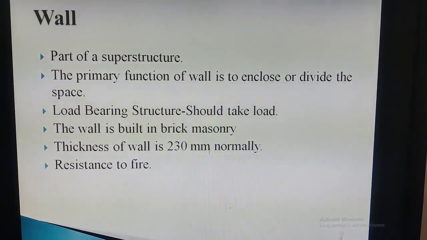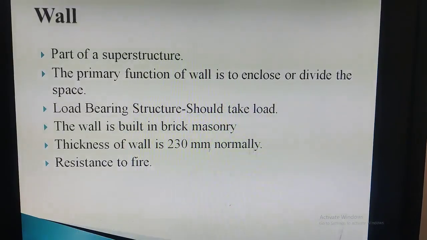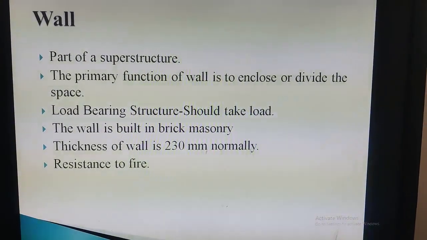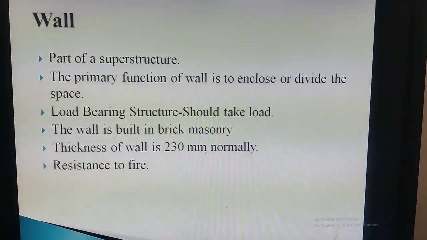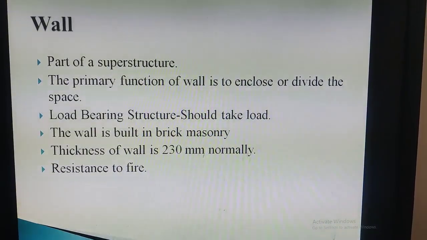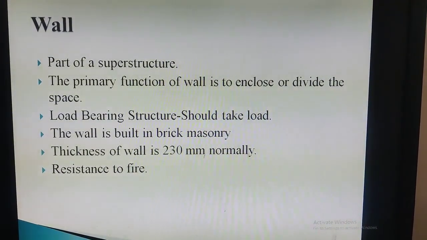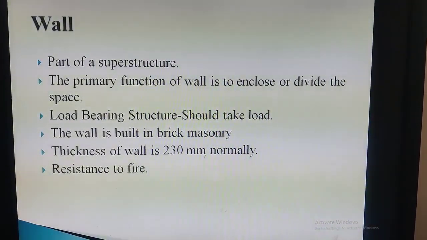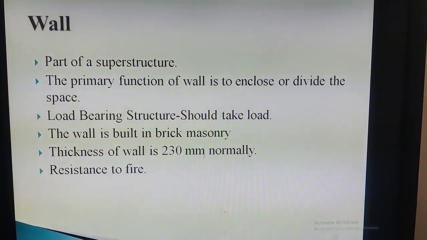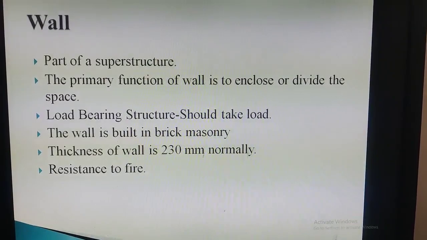Next is wall. This is a part of a superstructure. The primary function of the wall is to enclose or divide the space. That means exterior walls are enclosing the structure, whereas the inner walls are dividing the space. In case of a load bearing structure, they are taking the loads, but in a frame structure the load taking members are column, beam, slab, etc.